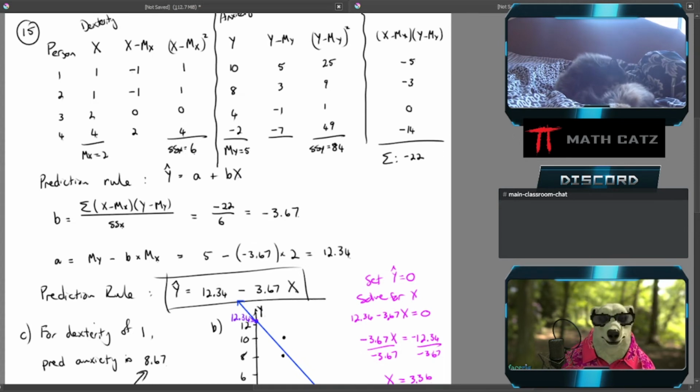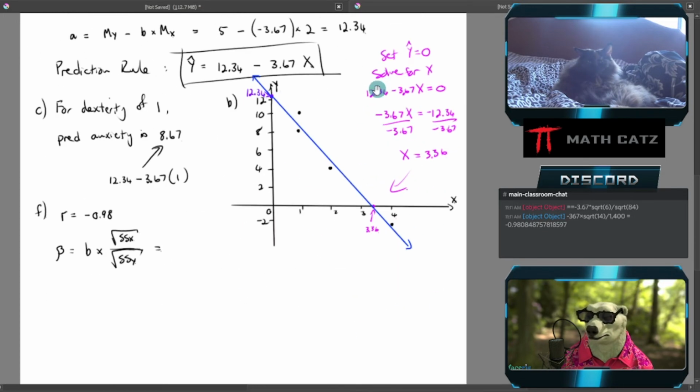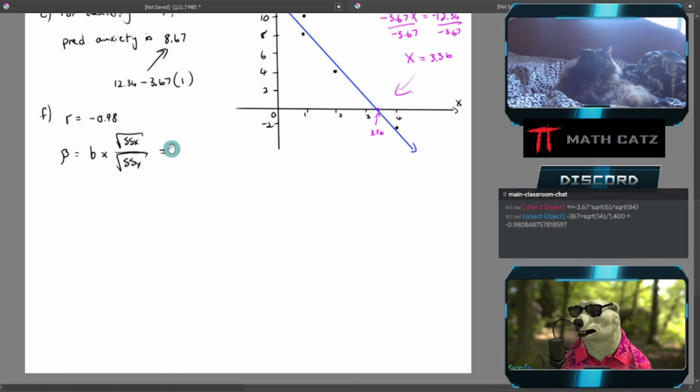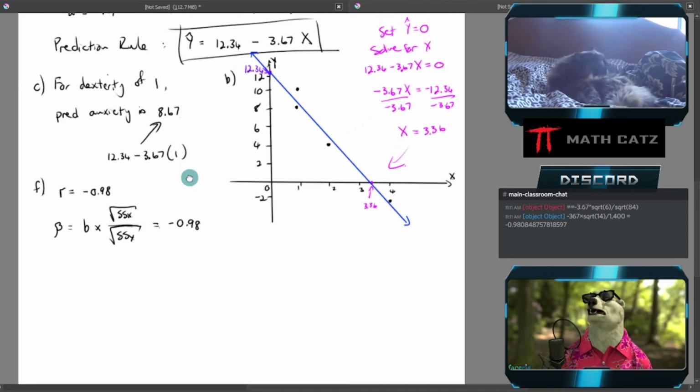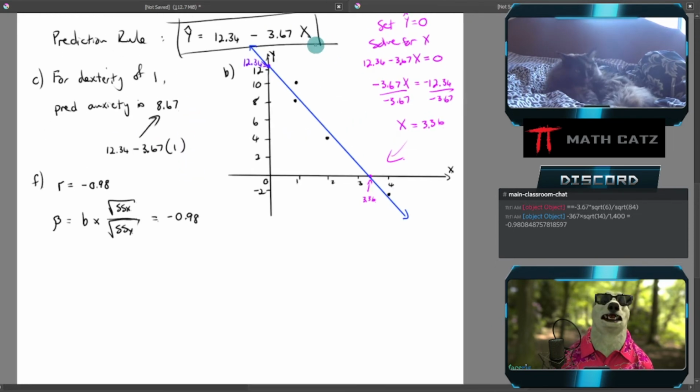All right, so square root of 6 divided by square root of 84, and we get our negative 0.98. And these will be the same in the case where I have one predictor variable x, which is certainly the only case I can handle by hand.